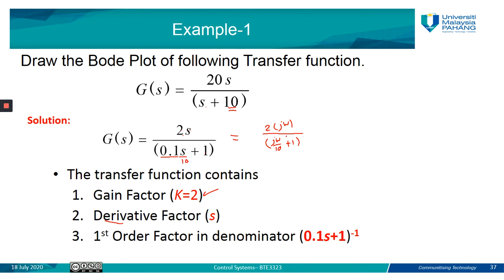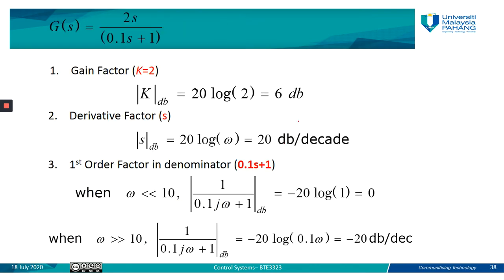That means we are going to draw three plots for the magnitude and three plots for the phase. Then we are going to combine the three plots of magnitude into a single plot for the function, and the three plots of the phase into a single plot for the phase. So what we are going to do first is consider them one by one.